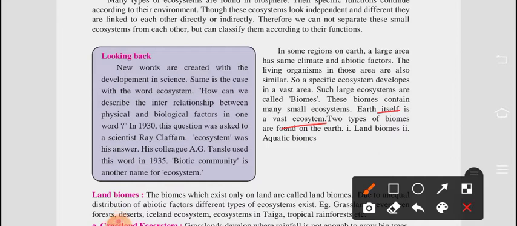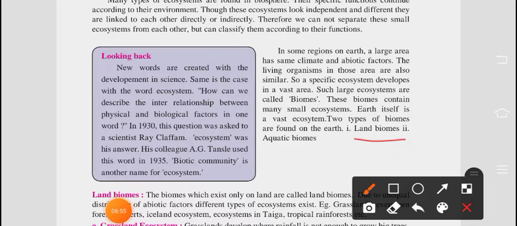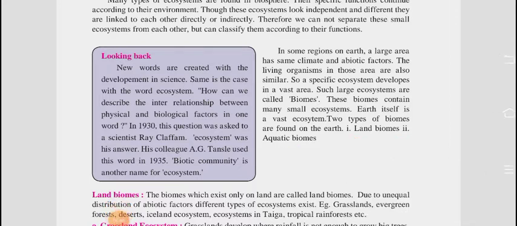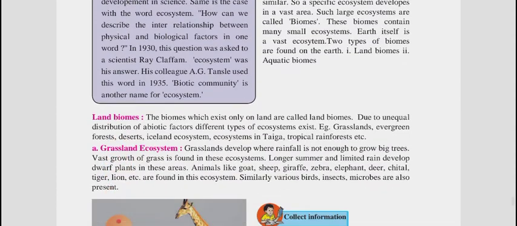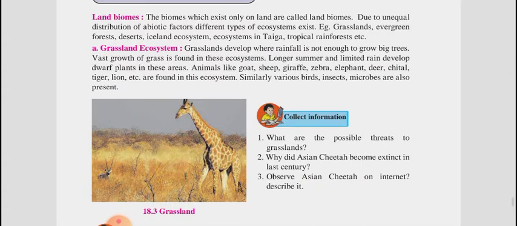Two types of biomes are found on the earth. One is land biomes and the other one is aquatic biomes. Land biomes means animals which are present on the ground, so that comes in land biomes. Let's go ahead with the land biomes.